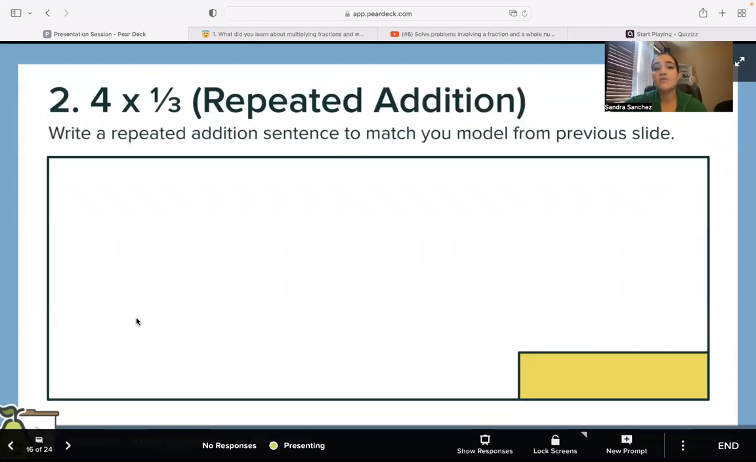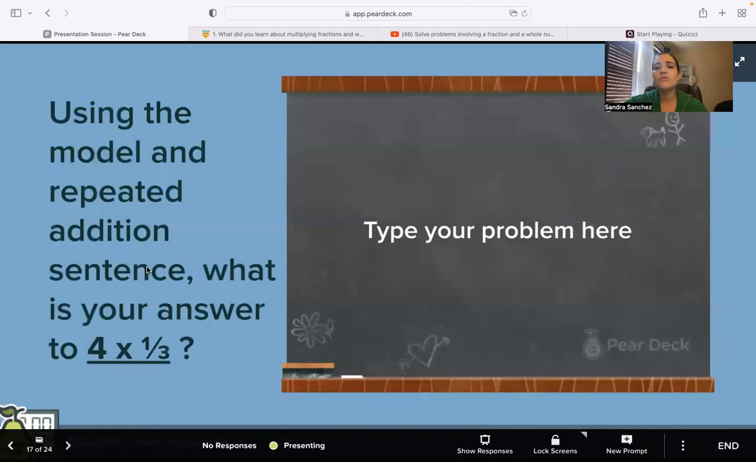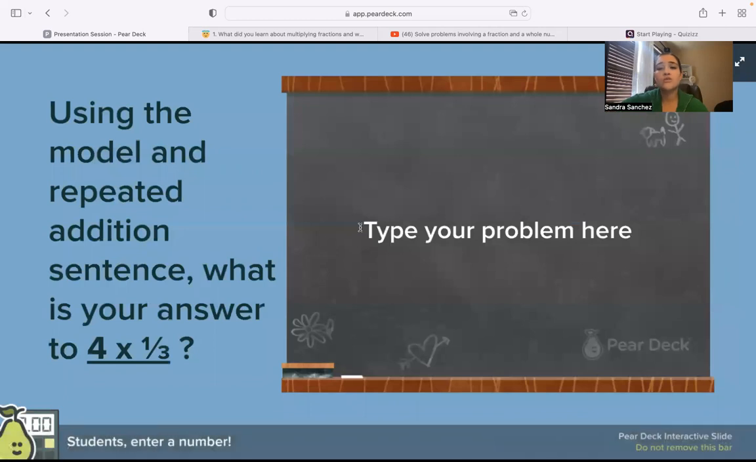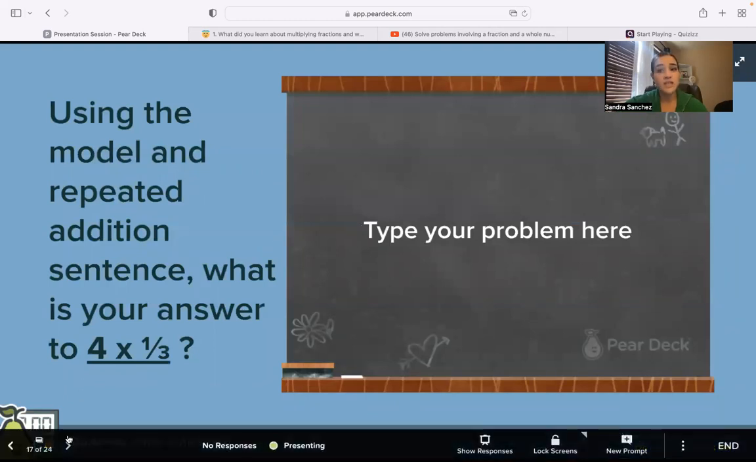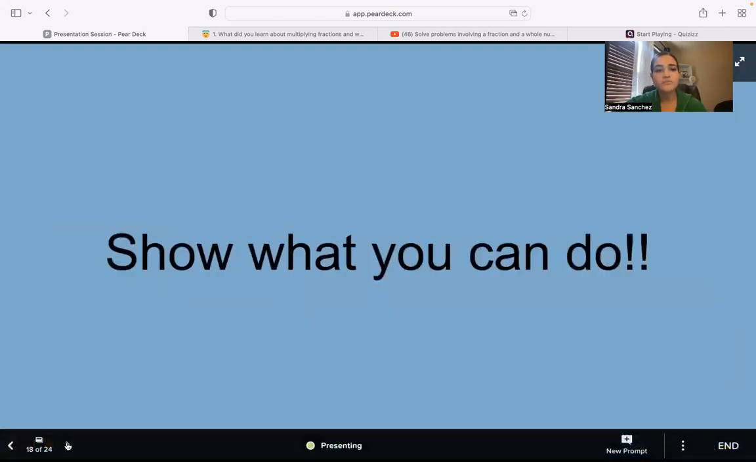Then they will have to use the drawing interactive tool to write me a repeated addition equation for 4 times 1/3. And then they will simply type in their answer. Through every interactive response, I will choose a few to show to the rest of the class, or as much as I can during this lesson.